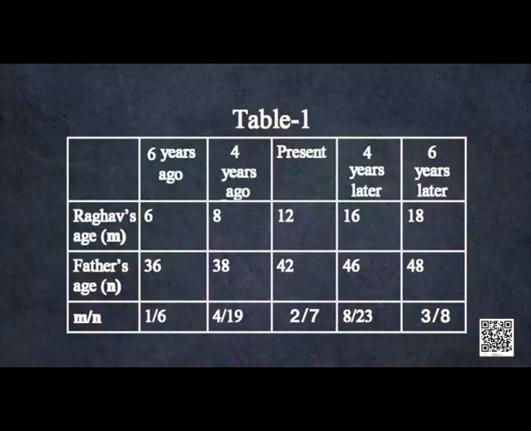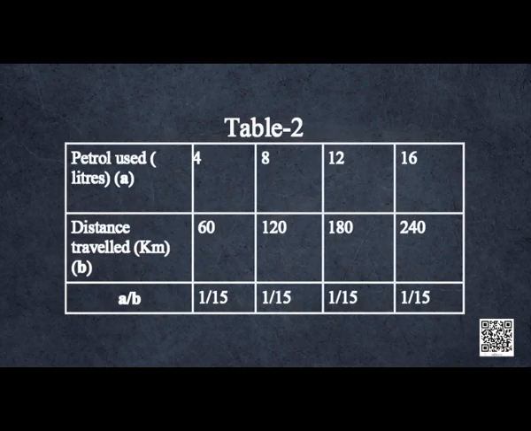In table 1, let us take Raghav's age as M and his father's age as N. Let us observe what happens to M by N. Good. Started calculating? Similarly, in table 2, let us take the petrol used as A and the distance travelled as B. Let us observe what happens to A by B. Let us start calculating. Yes, what a surprise! It is 1 by 15 throughout. Very good.